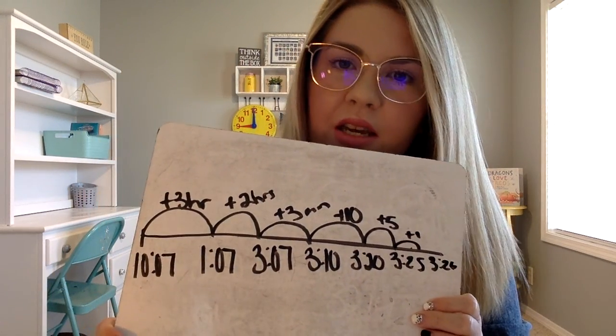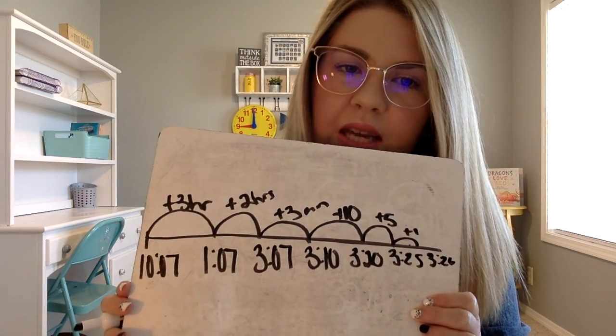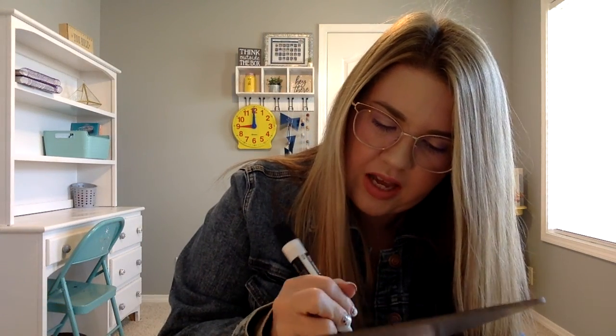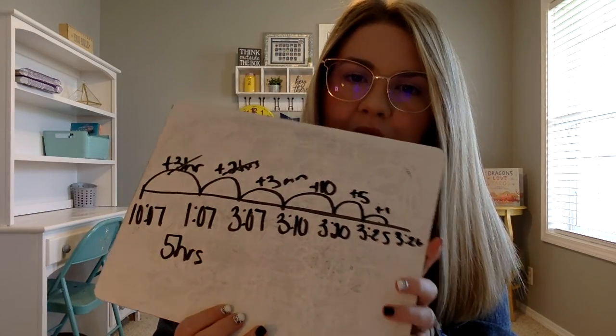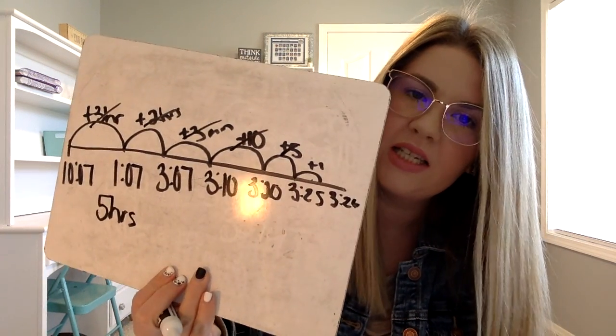Now again, I'm not done yet because I'm trying to figure out how long it took, so I need to count all my jumps. I'm going to do my hours first. 3 plus 2 is 5 hours. I like to just cross them off because it helps me remember what I've already counted. And then 3 plus 10 is 13, plus 5 is going to be 18. So I did my 3 and my 10 and my 5, which is 18. And then I need to add 1 more minute, which would be 19 minutes.